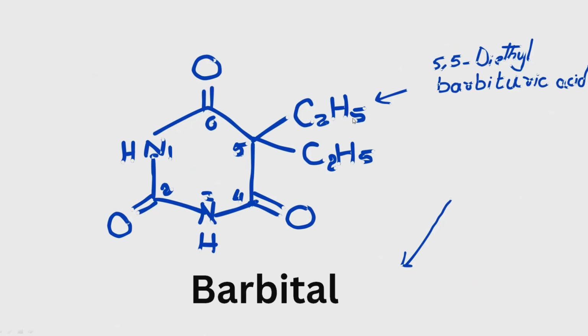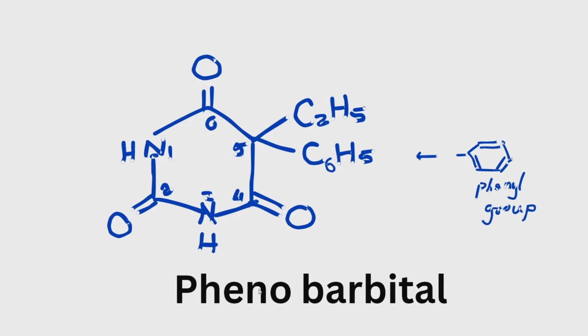Barbital. To the barbituric acid at 5th position, 2 hydrogens are substituted by the ethyl groups. That is, 5,5-diethyl barbituric acid is the barbital. Phenobarbital. Barbituric acid containing ethyl group and phenyl group at 5th position. That is, 5-ethyl 5-phenyl barbituric acid is called phenobarbital.